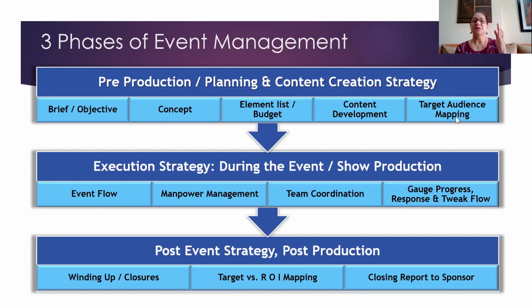Coming back to the first, once you have your concept in place, once you've decided that this is what you're going to give your client, you draw out an element list. Against the element list, you have a budget column. You start budgeting for it. So obviously, you will have different sources and resources from where you will get quotations for each element.